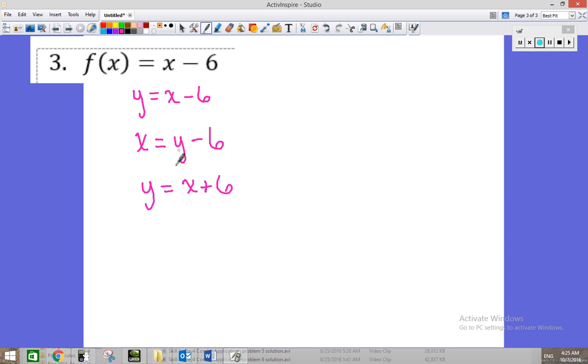I also switched the equality. So now that I have this inverse, and I know that this is a line in slope-intercept form, so the same things: the slope is 1, and the y-intercept is 6. So I'm familiar with this function.